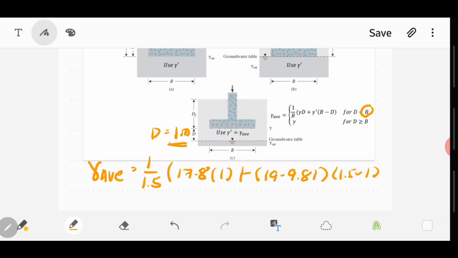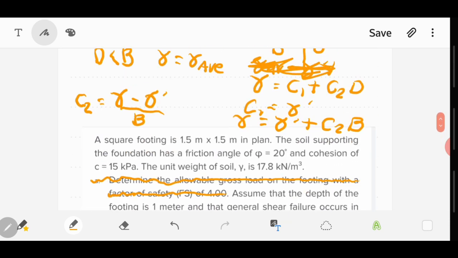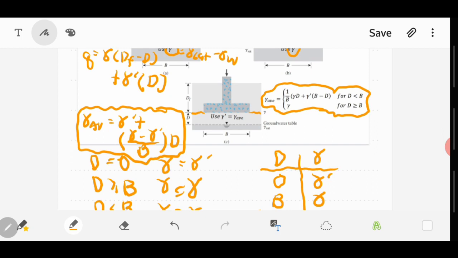Okay, so 1 over 1.5, 17.8 times 1 plus 19 minus 9.81 times 1.5 minus 1. So your gamma average is equal to 14.93 kilonewton per meter cube. Let's also try the formula that we derived earlier. This will become 19 minus 9.81 plus 17.8 minus 19 minus 9.81 over B, 1.5 multiplied by 1. So they are just the same.